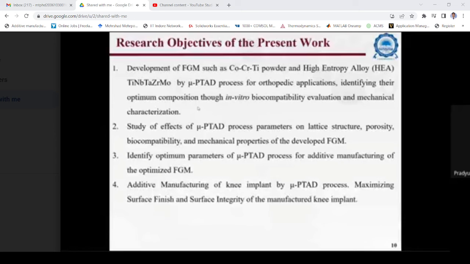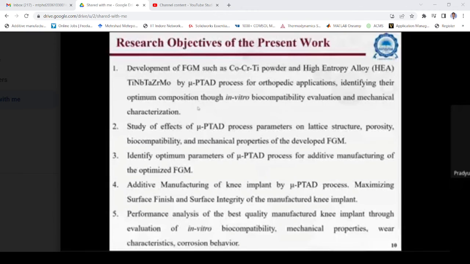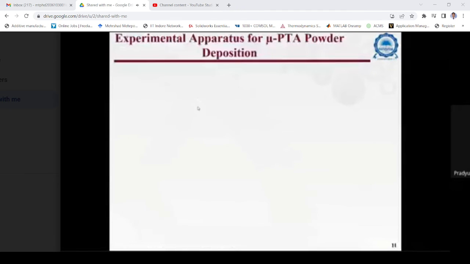Additive manufacturing of knee implant by the microplasma transfer arc process, and maximize surface finish and surface integrity of the manufactured knee implant. Performance analysis of the best quality manufactured knee implant through evaluation of in vitro biocompatibility, mechanical property, wear analysis, and corrosion behavior. Next, experimental apparatus for microplasma transfer powder deposition.